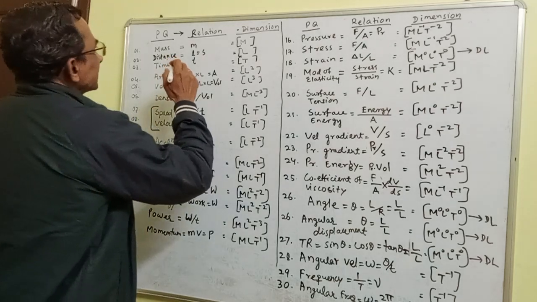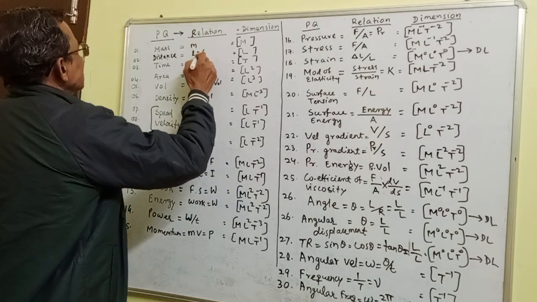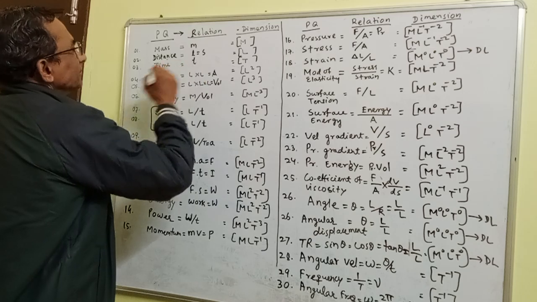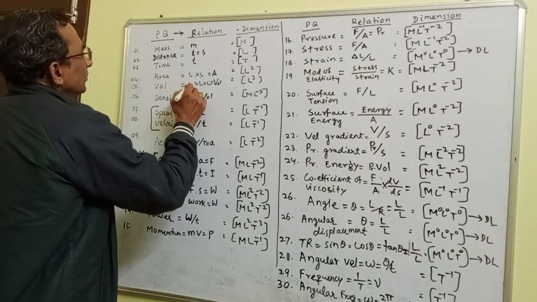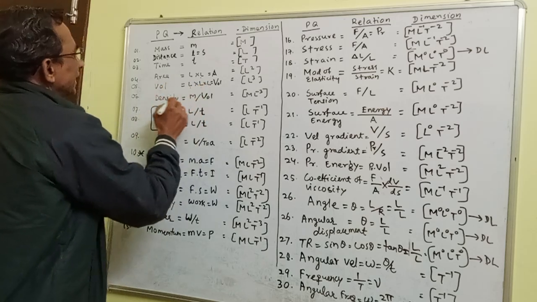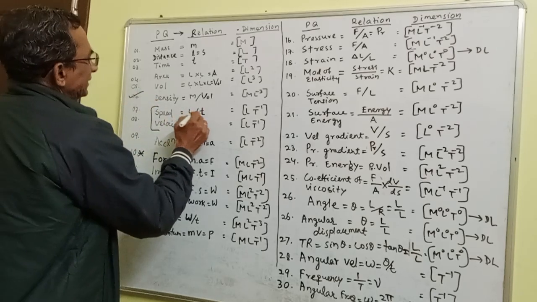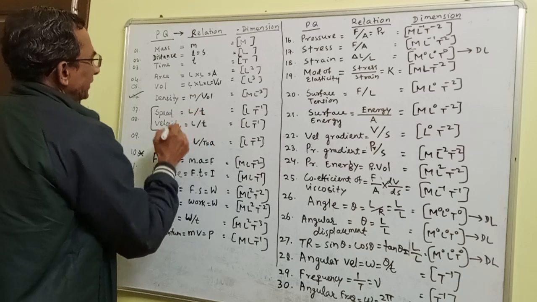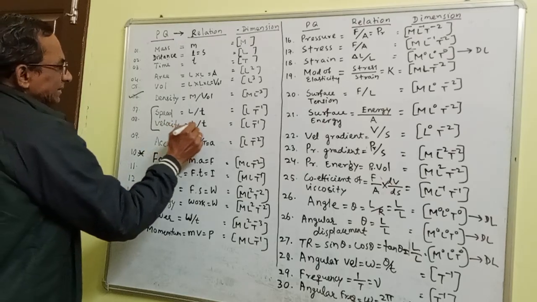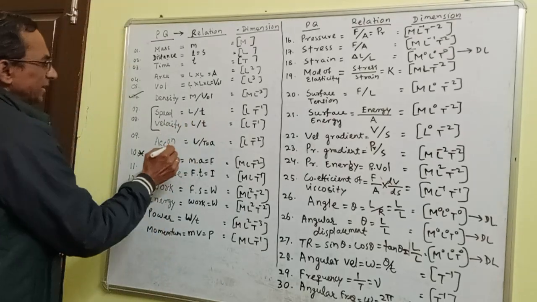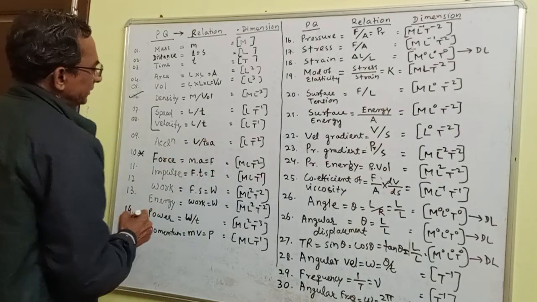Now, for mass, it is M. For distance, it is L. For time, T. Area, length into length. Volume, length into length into length. Density, mass per volume. Speed is distance by time or length by time. Then velocity is length by time. Acceleration is velocity by time.